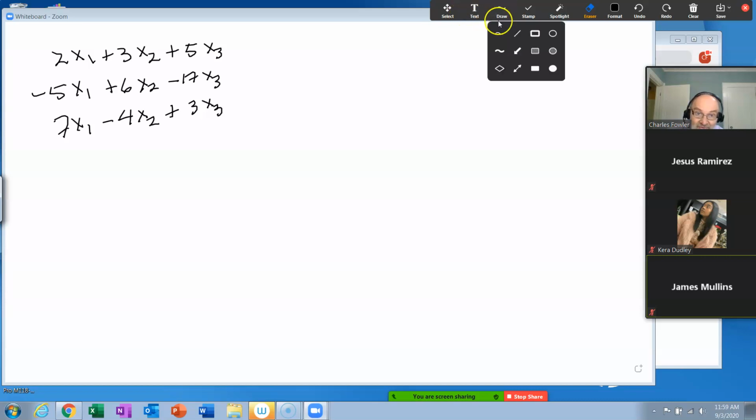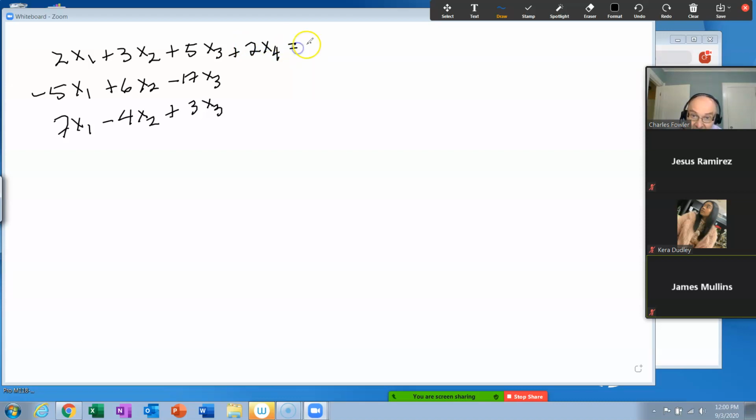Everything else looks the same, except we're adding 2x sub 4 here, and that's still equal to 0. Here we're subtracting 3x sub 4. That's still going to be 0. And here we're adding 13x sub 4.